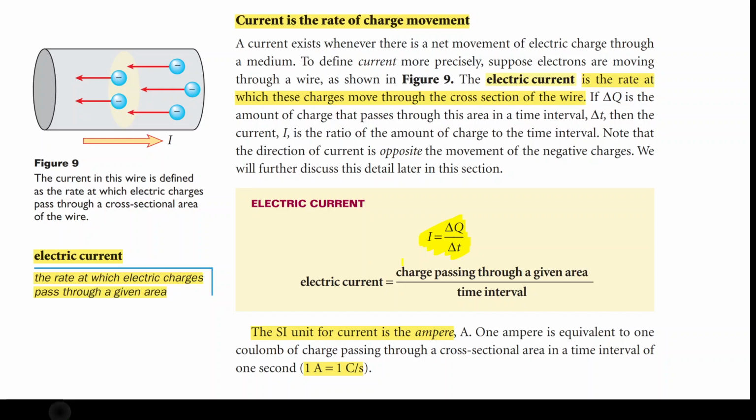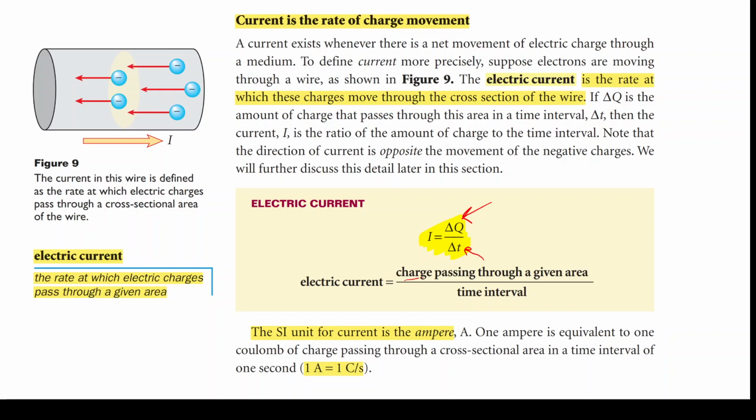What does delta Q stand for? Delta Q simply stands for the amount of charge that is passing through a given area. And delta T is the time interval. How long does it take for these charges to pass? Does it take 1 second, 2 seconds, a minute? How much time does it take for the charges to pass?